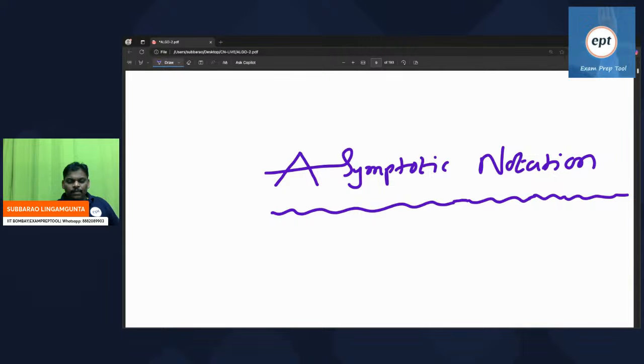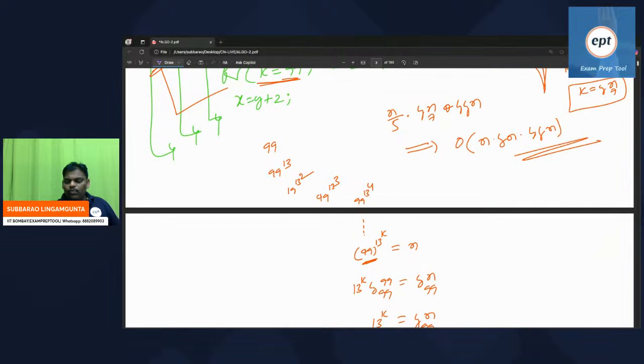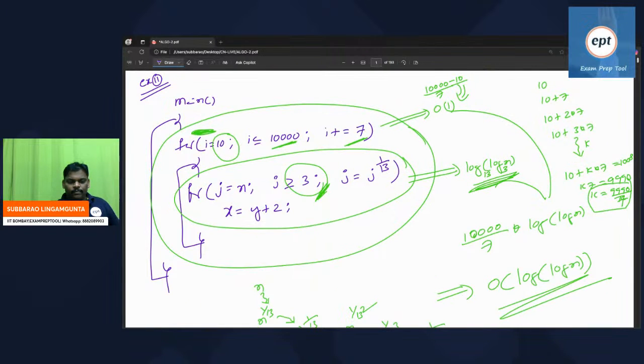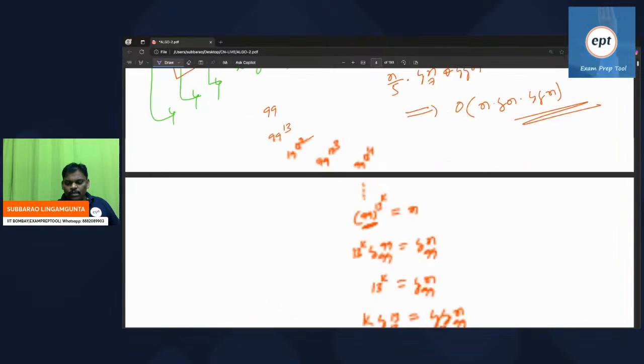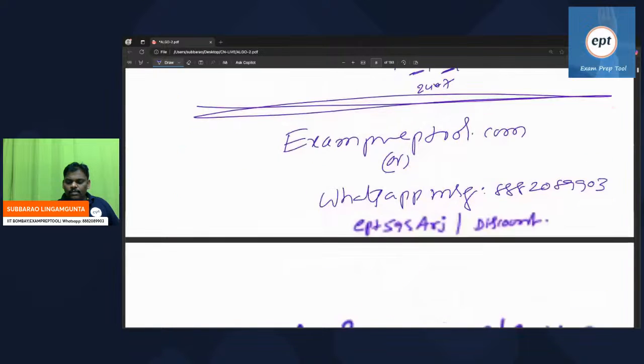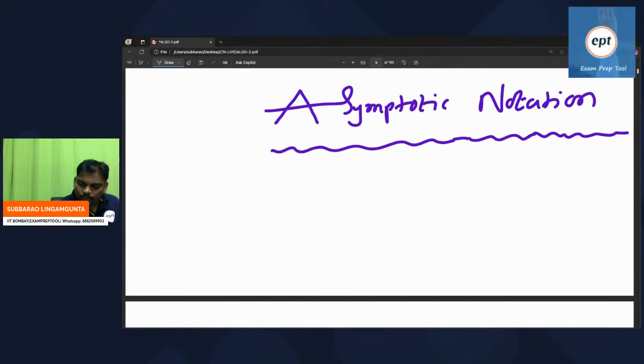So previously we completed 15 problems. If you go through all the 15 problems, you can easily find out any program's time complexity. Now you can see asymptotic notation, which is nothing but big O, omega, theta.